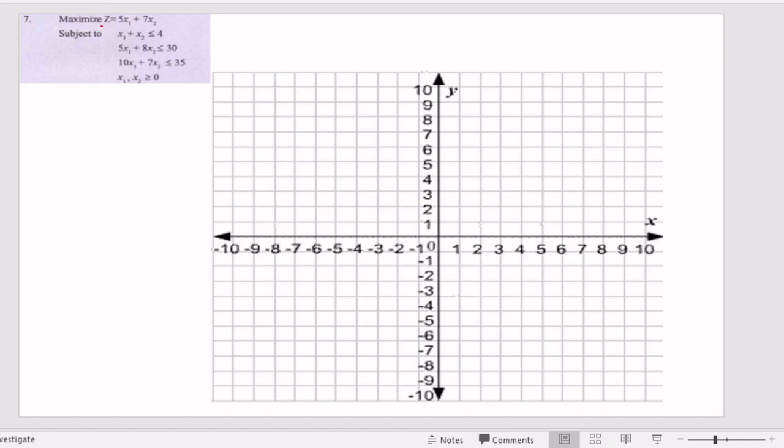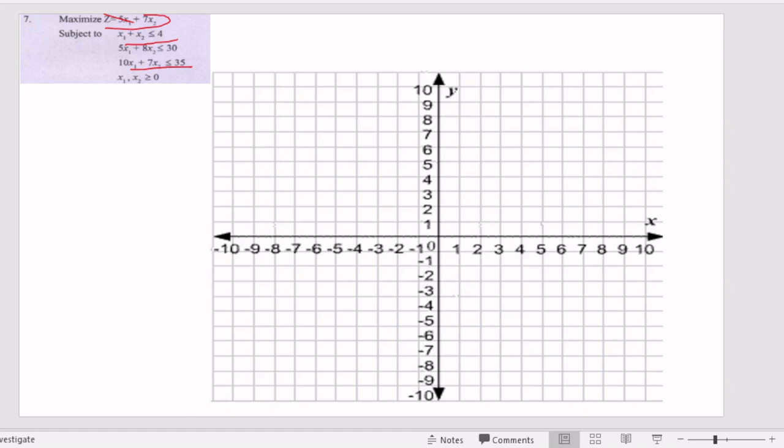Here in this question, z equal to 5x1 plus 7x2, that you have to maximize. And the subject to equations given: x1 plus x2 less than or equal to 4, 5x1 plus 8x2 less than or equal to 30, 10x1 plus 7x2 less than or equal to 35. What you have to do, first we have to find coordinates, plot the points on the x and y axis, draw the line, and then find the feasible region. Let's proceed with how to plot the points and draw the line.